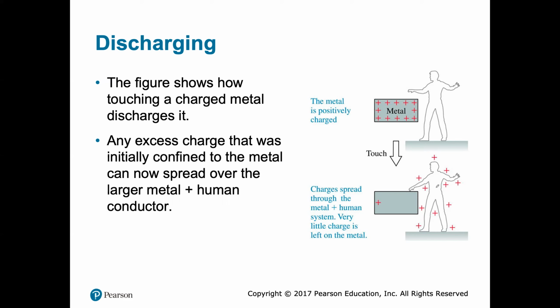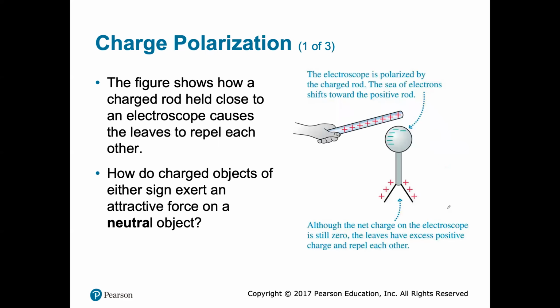If your human body is much bigger than the piece of conductor, then most of the charges will be distributed on the human body. Only a little bit of charge will be left on the original conductor. That's why in our previous experiment, in the last lecture, when you touch a piece of charged conductor, the conductor becomes neutral, because the human body takes away most of the charges.